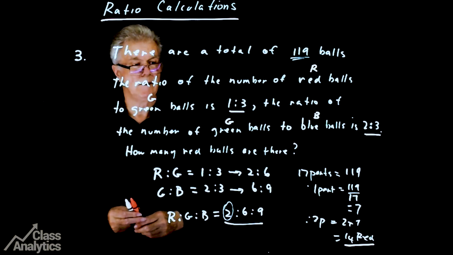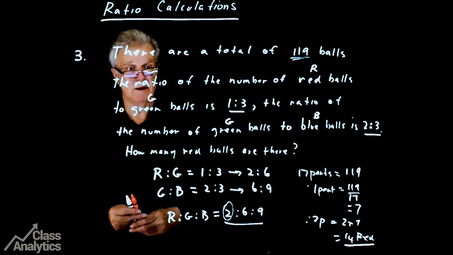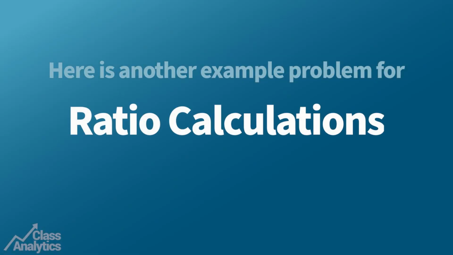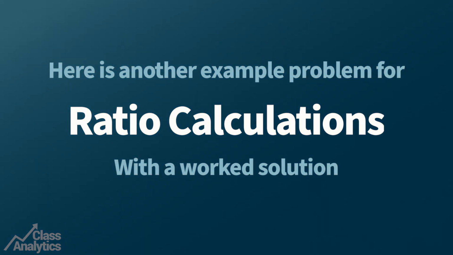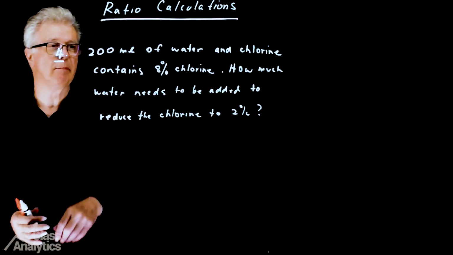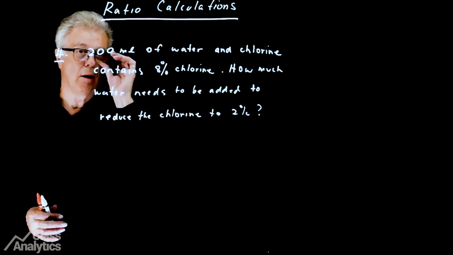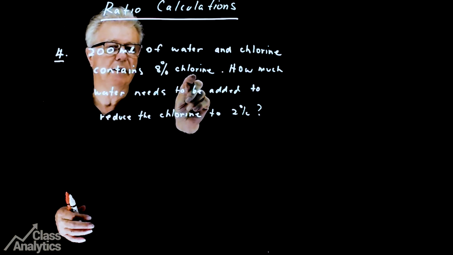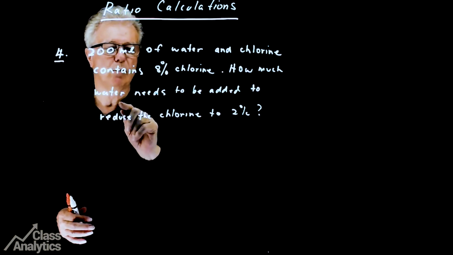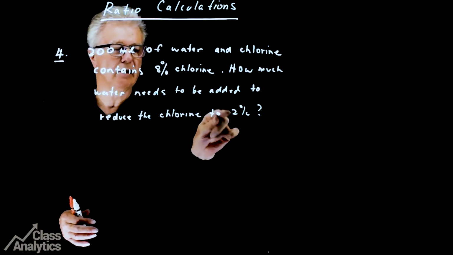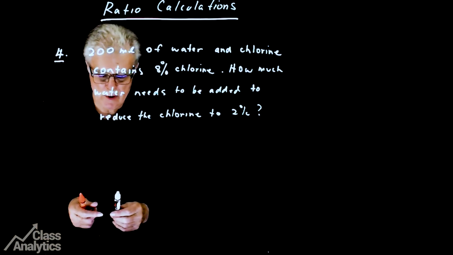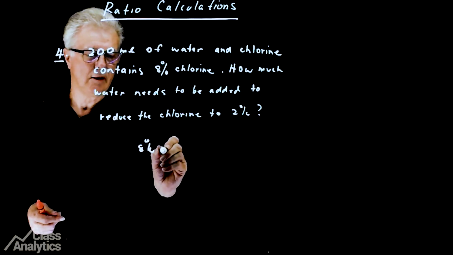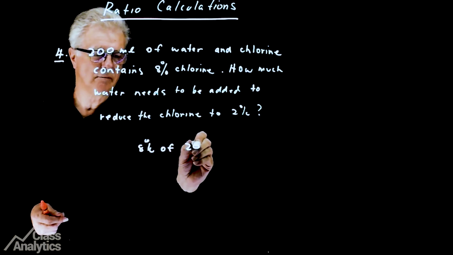Okay. Now we'll move on to the next one, number 4, which is again quite a challenging one. Right, number 4, a bit more of a challenge, this one. Right, we have 200 ml of water and chlorine which contains 8% chlorine. How much water needs to be added to reduce the chlorine to 2%? First of all, we'll work out how much chlorine we've got in the mixture. So we've got 8% of 200 ml.